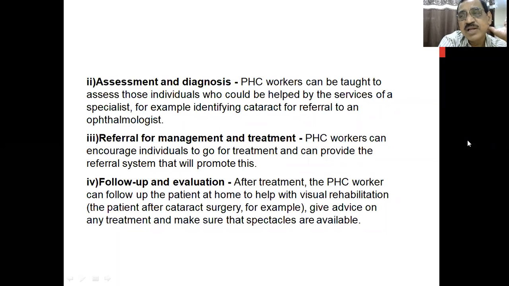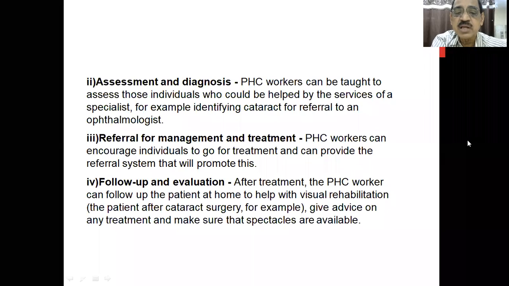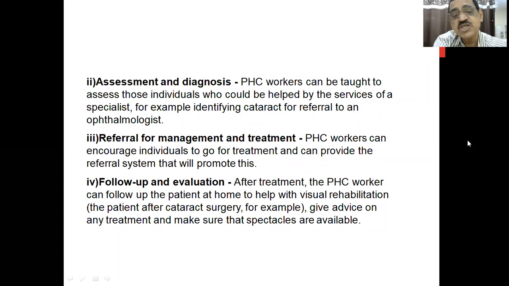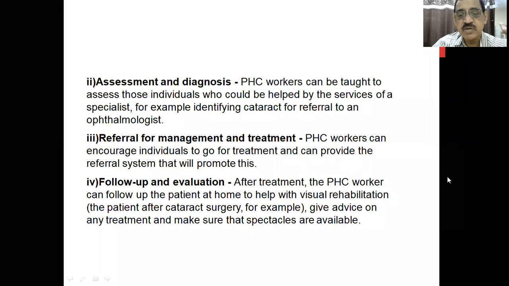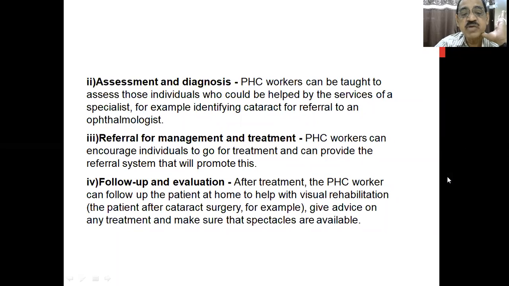So initial evaluation can be done by a paramedical ophthalmic assistant in primary health centers. Suppose common ailments such as conjunctivitis or a refractive error, those things they manage at the primary health center level, but other things which require specialist attention, they refer the cases to the specialist at the district headquarters hospital or the tertiary hospital. Identifying a cataract for referral to an ophthalmologist, all these things they are told. Referral: PHC workers can encourage individuals to go for treatment and can provide a referral system that will promote this.